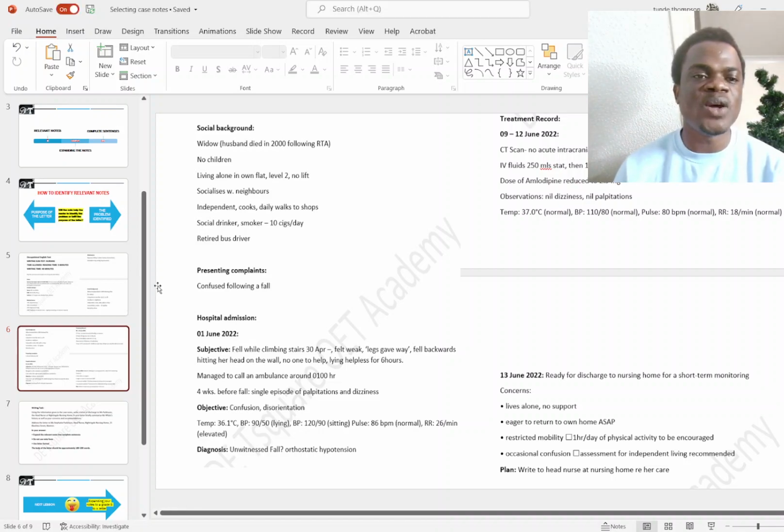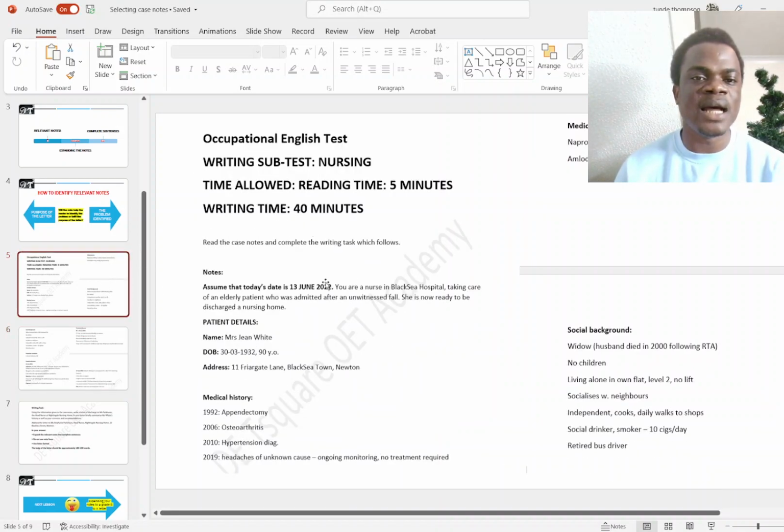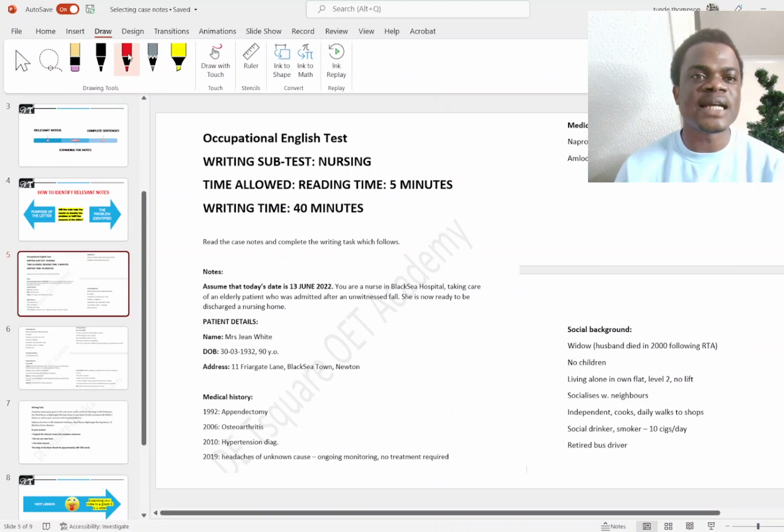Now, let's start from the beginning of that case note to select information that we are going to add in this letter writing. Starting from the patient details, this is the patient name. Definitely, we'll need to add this patient's name in this letter. This is the patient date of birth. We'll also need to add this information because it is important to the reader.